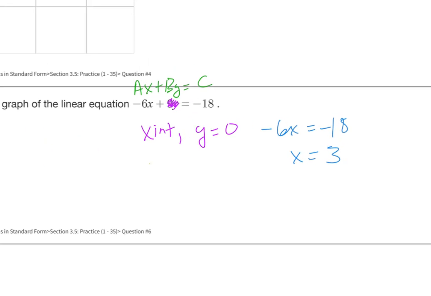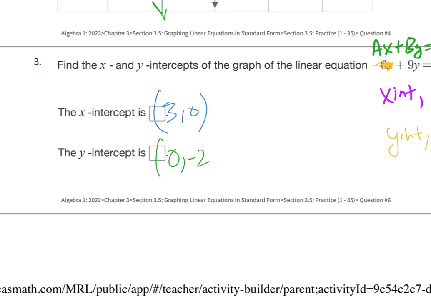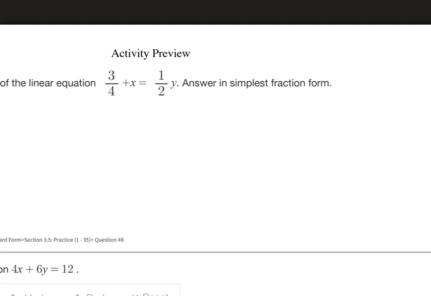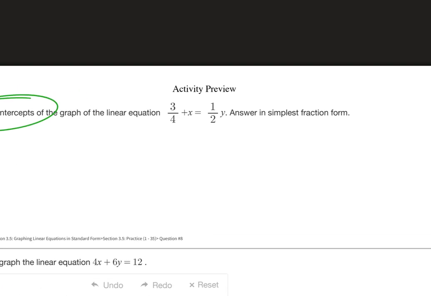And the y-intercept happens when x equals 0. So we got to erase this little chunk, and we got to get rid of that because x is now 0. You get 9y equals -18. So y equals -2. The y-intercept is -2, or 0, -2. So maybe they're not exactly giving them to us in standard form, but they are asking us to find the x and y intercepts.